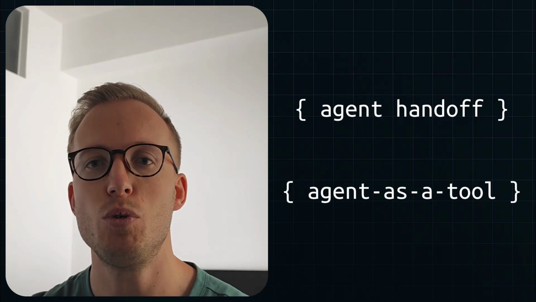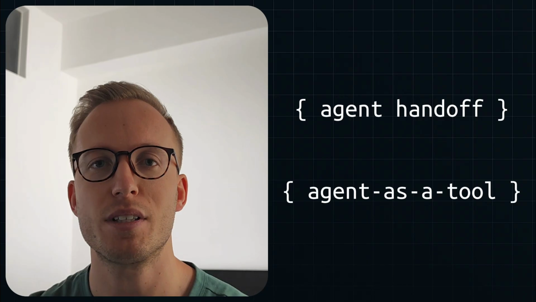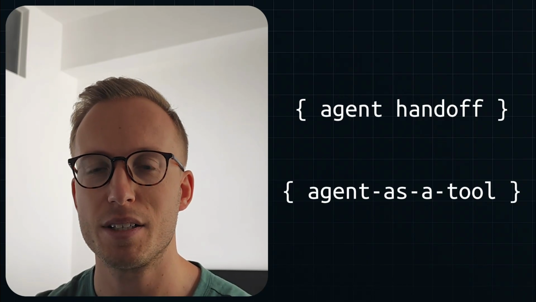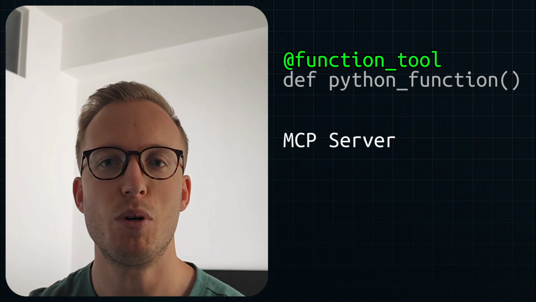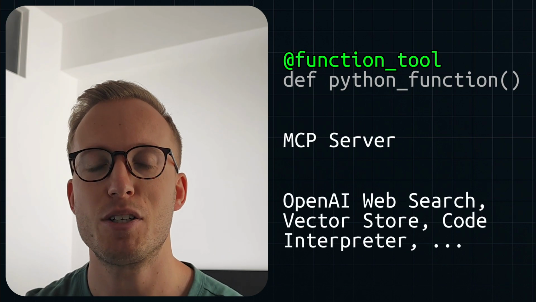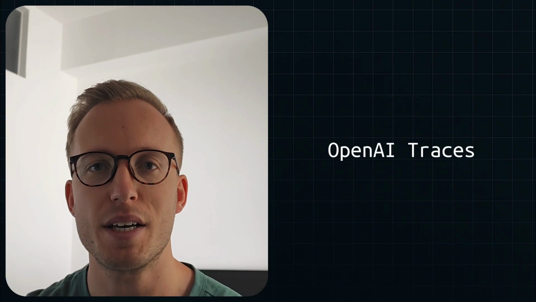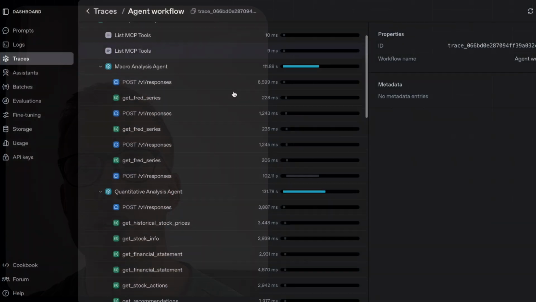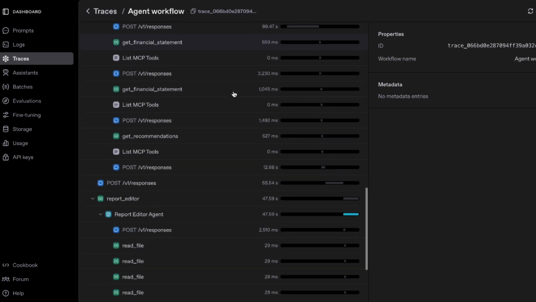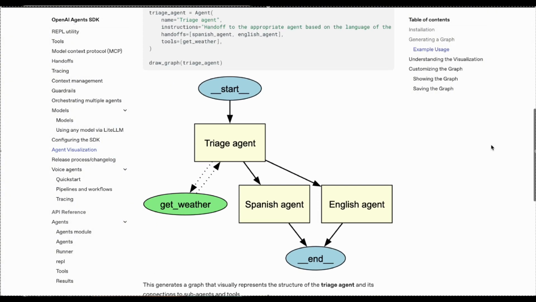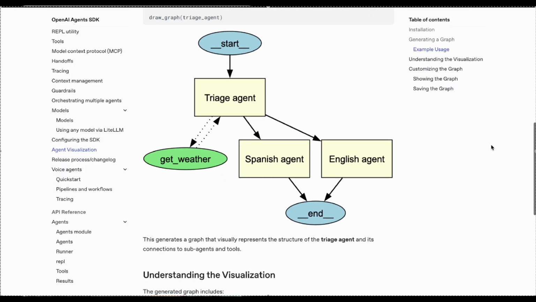For collaboration, you get two patterns: handoff collaboration, where agents can pass control to each other mid-conversation, or the agent-as-a-tool pattern, where a manager agent orchestrates everything by calling sub-agents like regular tools. Every Python function becomes a tool just by adding a decorator. You don't need to write schemas. Plus, you get full MCP support and OpenAI's managed tools out of the box. Everything is automatically traced in OpenAI's dashboard. Every agent call, every tool execution, every handoff is visualized so you can debug and optimize your workflows instantly. You can even generate so-called graph-viz diagrams of your agent flows.